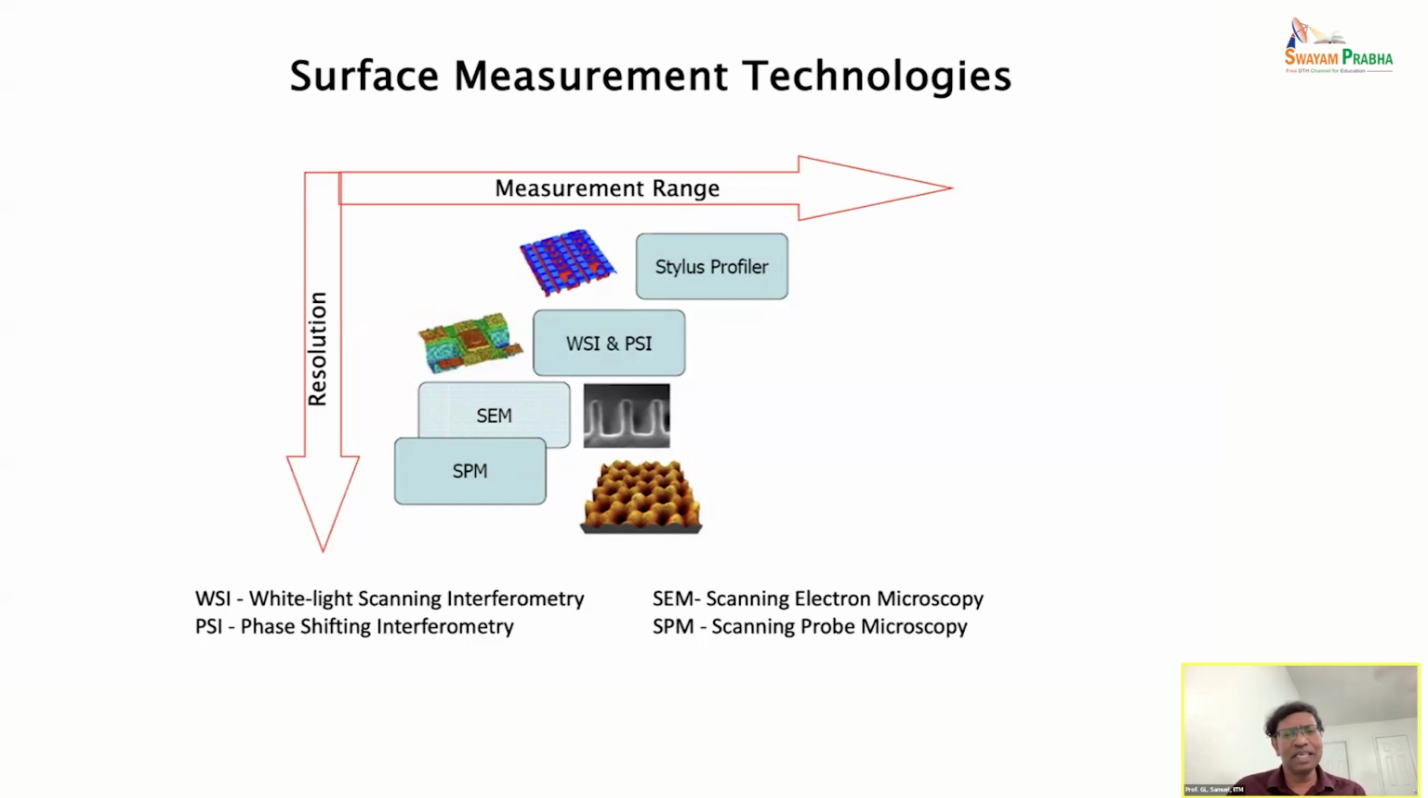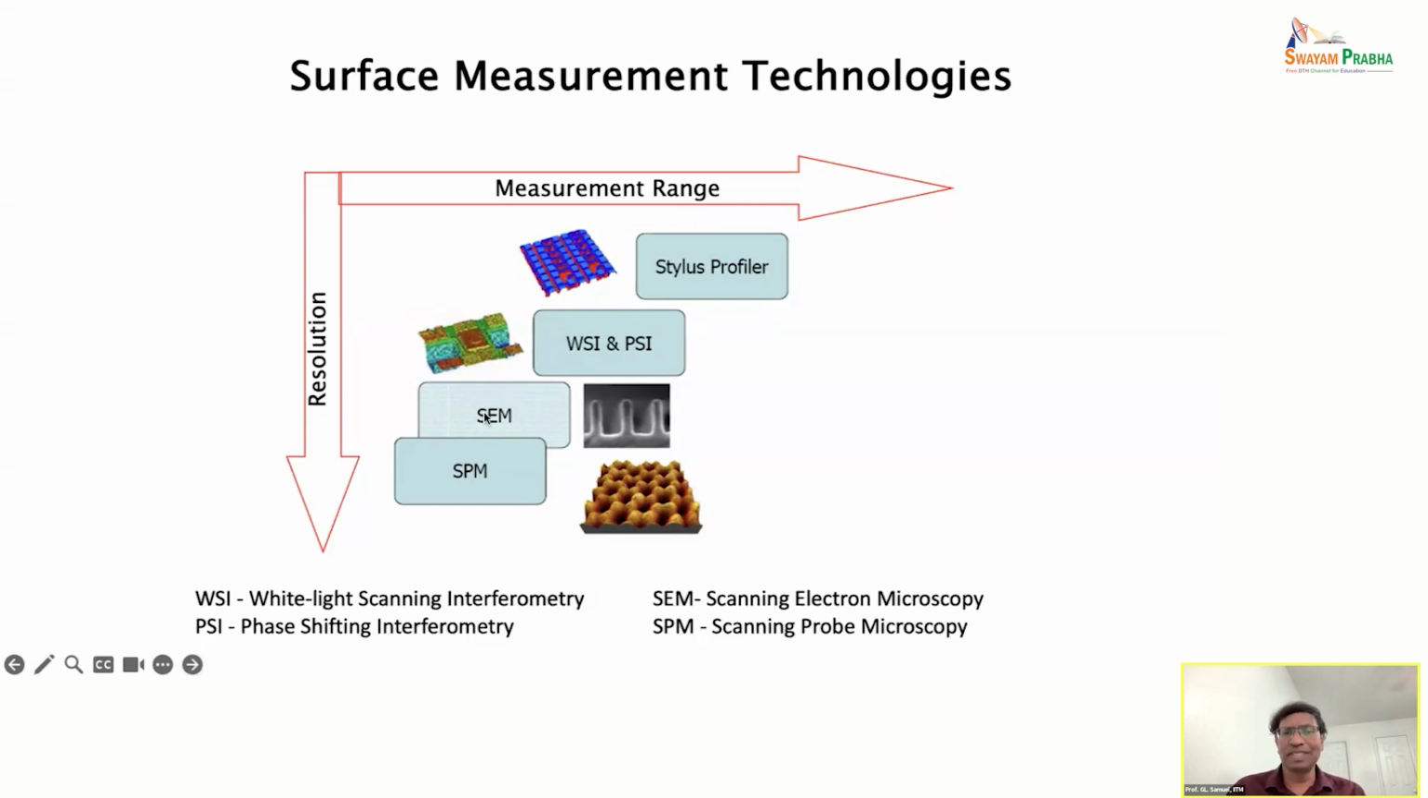Then we have a technology called phase shifting interferometry. That is also based on interferometry, but with shifting of the phase, and that is a good principle which has been used to get even higher resolution in the height of the surface profile.